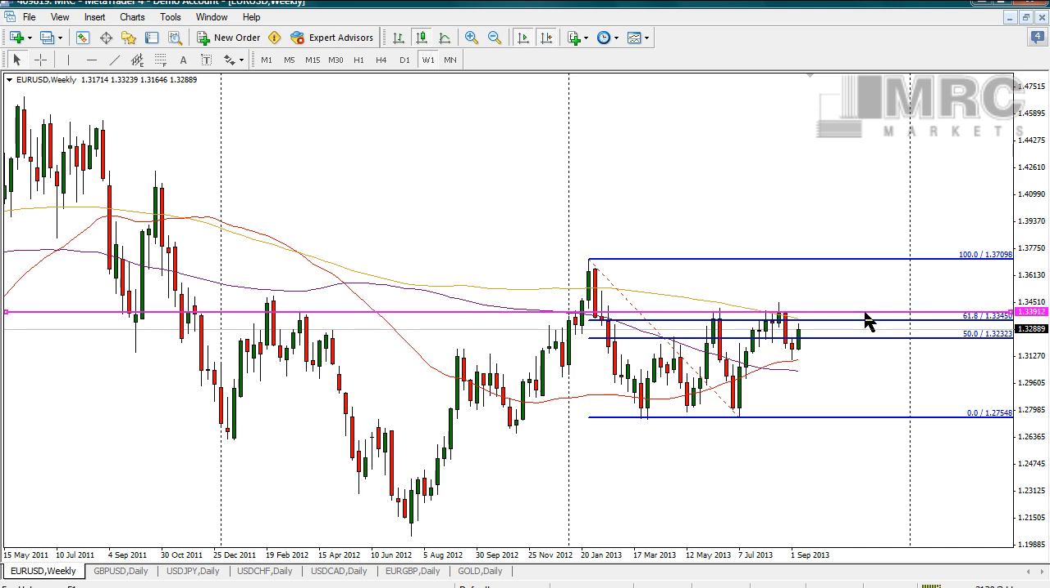So this setup's still in play. Shorts off of 133.90, so basically the 134 handle, are looking to grind that one down to these lows around the 127s.